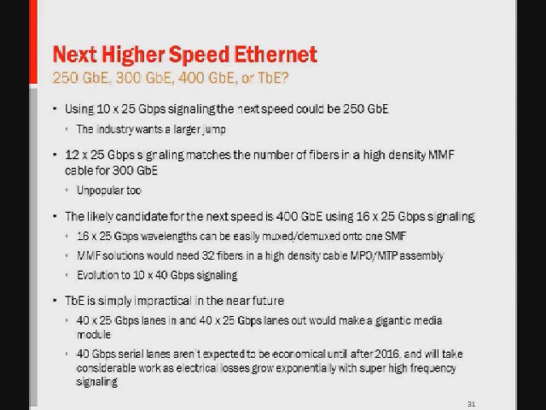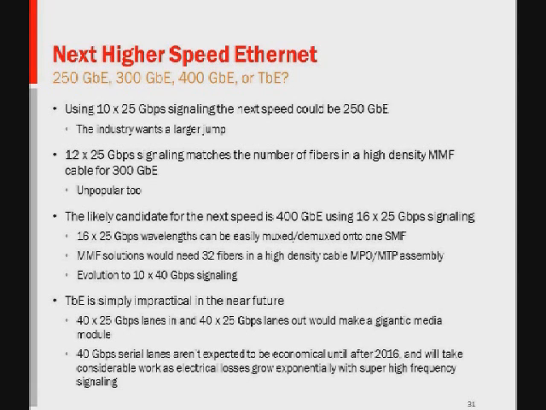In the second generation, terabit Ethernet is just simply impractical. So that's one of those things where, yeah, we could build it, but it would be, well, this is a technical term that one of our guys used, he said it would make a gigantic media module. So, you know, I don't even know if we could fit it on the front panel of a line card, actually, because it would have so many lanes. And the 40 gig serial lanes just really aren't going to be economical until after 2016.